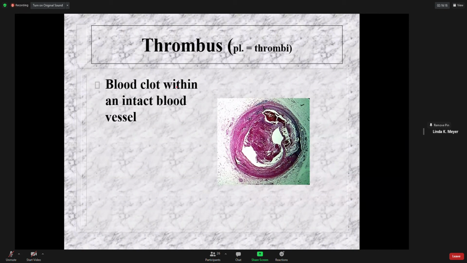Okay, the first term to distinguish is a thrombus. The plural for thrombus is thrombi. A thrombus is shown on the right. What it is, it's when blood clots within an intact blood vessel. So here's the blood clot within an intact blood vessel.